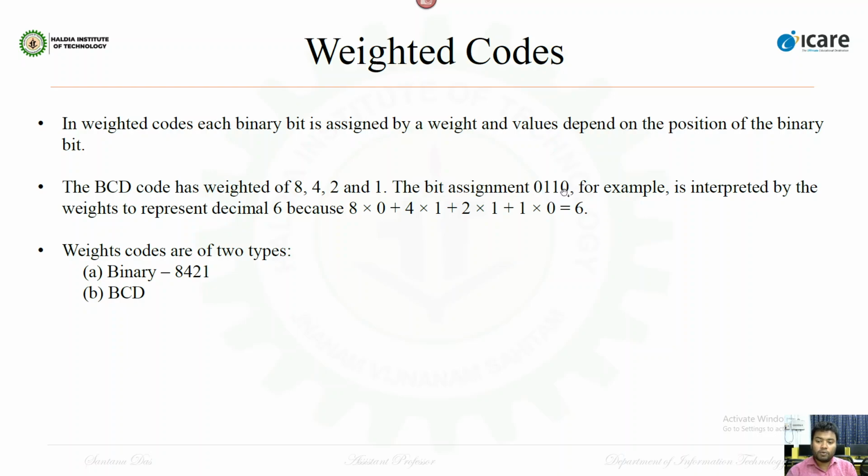So for the LSB, as we already said, the weightage is 1, and for the MSB, the weightage is 8, and in between it increases as 2, 4, then 8. After summing the result, we get 6. So if any type of code holds this property, we can say that the code is a weighted code, and a few of them are binary and BCD.